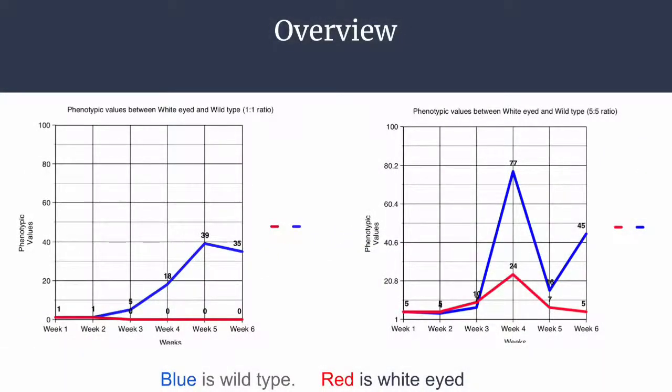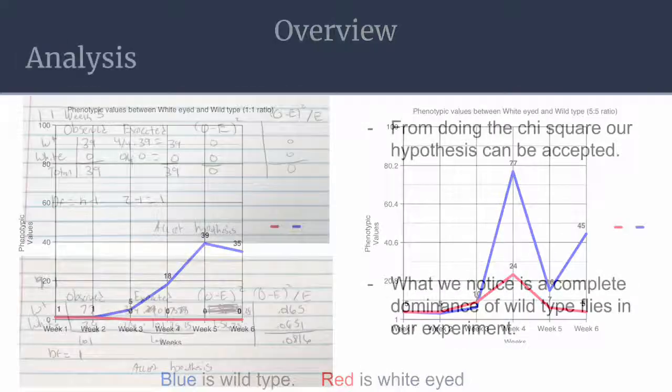So here we have two graphs of phenotypic values between wide-eyed and wild type, 1-to-1 ratio and 5-to-5 ratio. We see that wild type is definitely the most common one. We can also see that during week 4 both types had the highest reproduction frequency. Wild type resulted with 77 flies and wide-eyed with 24 flies.